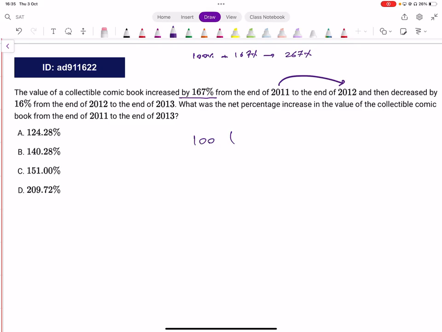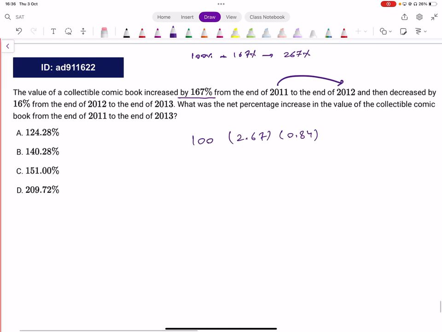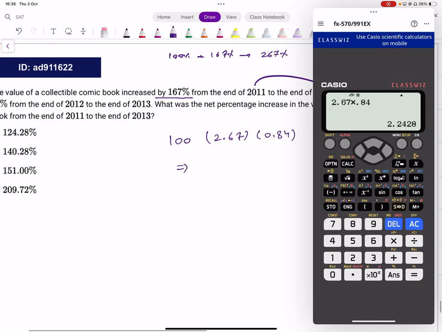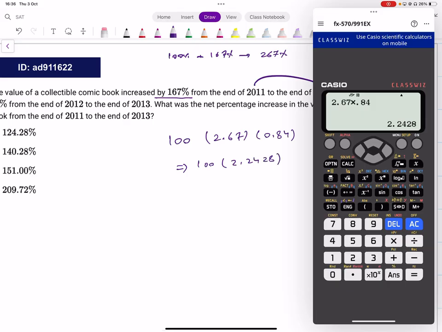167% increase. What does that mean? You multiply this by 2.67. Is that okay? That would be a 167% increase. And then you decrease it by 16%. You multiply it by 0.84. Right? 1 minus 0.16, that's 0.84. Let's see what that gives us. 2.67 multiplied by 0.84. 100 into 2.2428, and that is 224.28.